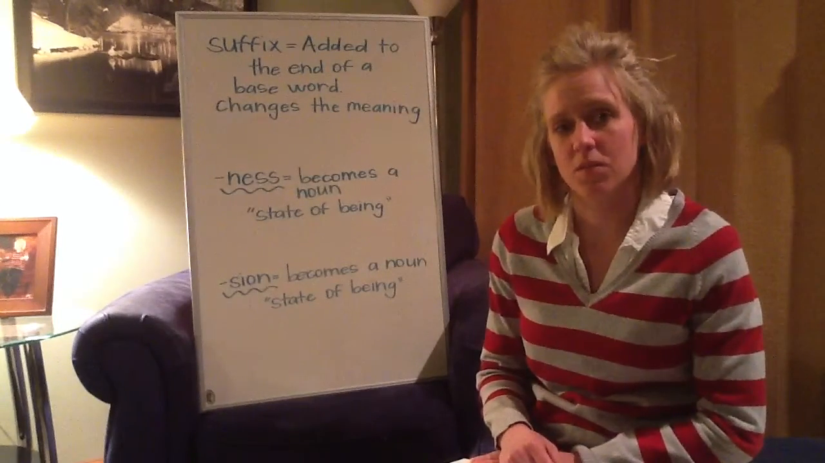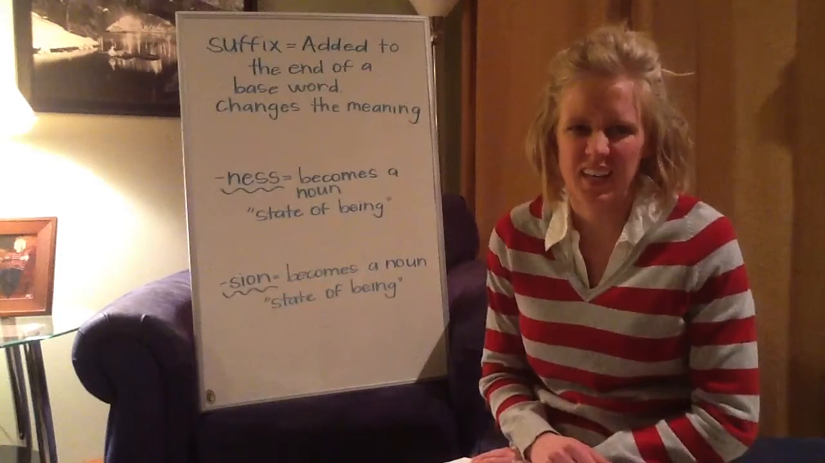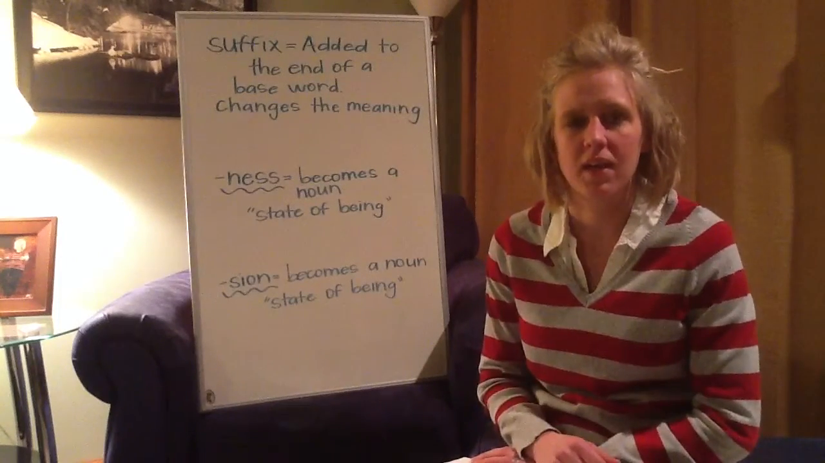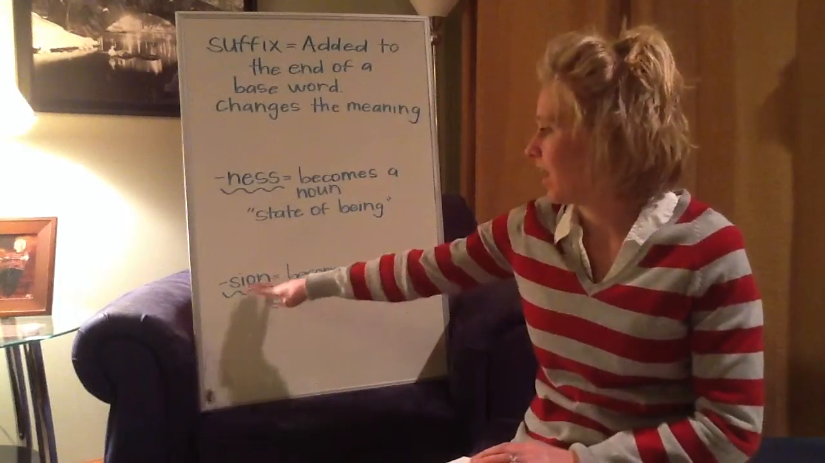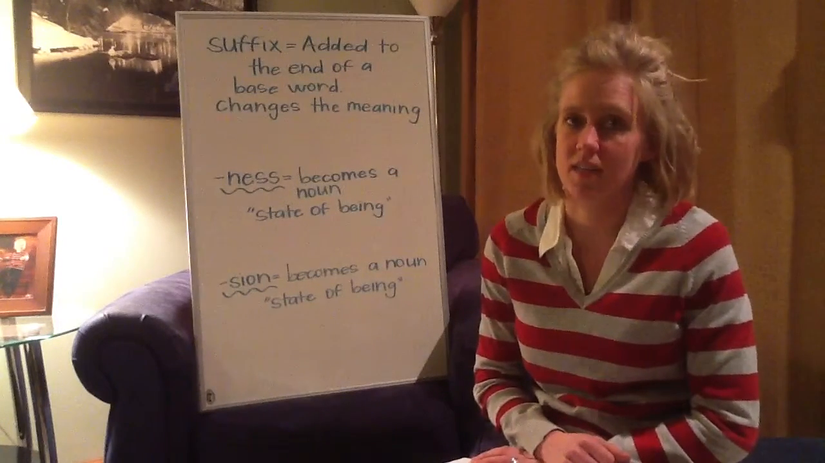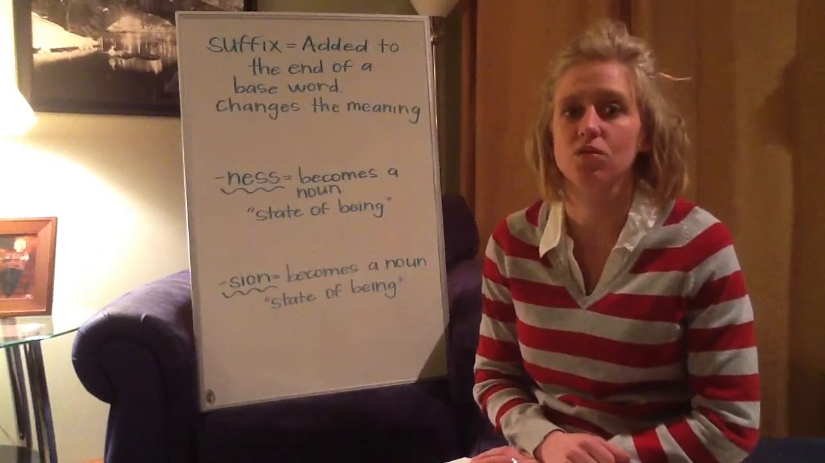Now we're going to move on to the suffix sion. The thing about sion is it can get kind of confusing because it has a couple different sounds that you can make. When you have shun, S-I-O-N, on the end of the word, it can make the sh sound, as in compassion, or it can make the z sound, as in conclusion.